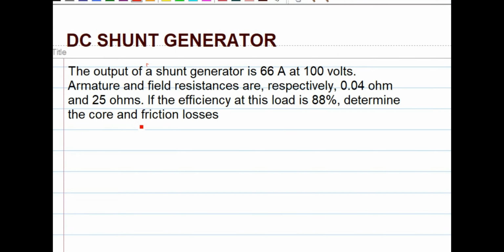Okay, here is another problem of a DC shunt generator where the output of a shunt generator is 66 amperes and 100 volts. So this is an output. Let's write the given.